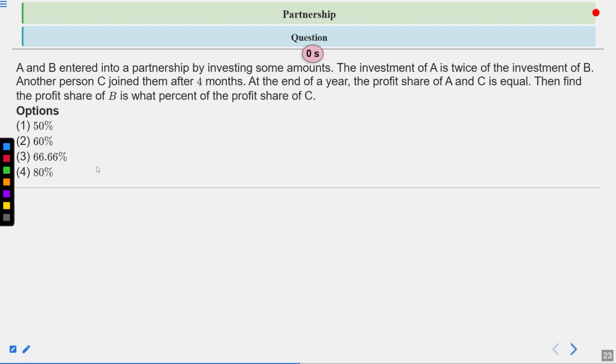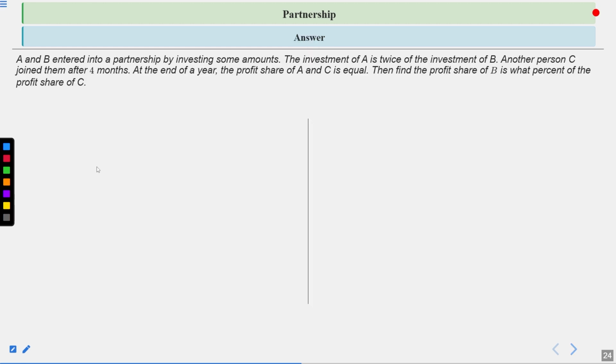Now time's up. Let's see the solution of this question. A and B entered into a partnership by investing some amount. The investment of A is twice the investment of B. Another person C joined them after 4 months. It means C joined them for only 8 months. At the end of the year, the profit share of A and C is equal. So we need to calculate the profit share of B is what percent of the profit share of C. The correct answer of this question is the third one, which is 66.66%. Now see the detailed solution using concept 6.1 and 6.2 in this question.